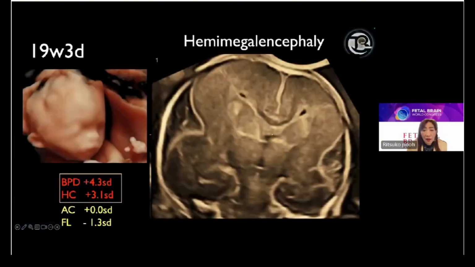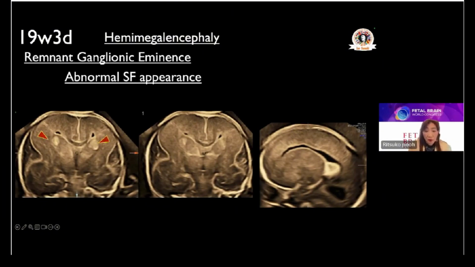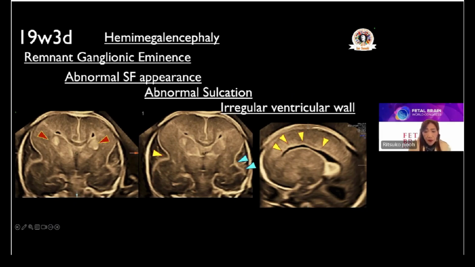And the next case, the ultrasound. Here you can see the hemimegalencephaly and a very, very abnormal asymmetrical structure of the brain, and BPD was 4.3 standard deviations. Here you can see in the coronal image the remnant ganglionic eminence, the abnormal Sylvian fissure appearance, abnormal circulation, and the irregular ventricular wall. From all those findings, MCD, especially relevant to the mTOR signaling pathway, was strongly suspected.